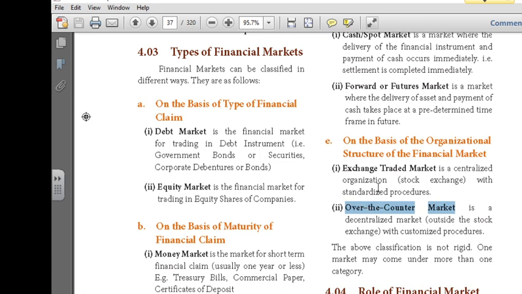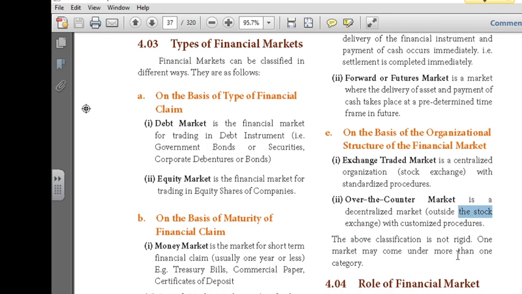OTCI, Over the Counter Exchange of India, is a centralized organization with standardized procedure. But over the counter is a decentralized market. There is no stock exchange involved. The other is done inside the stock exchange. Stock exchange refers to the selling of shares only. So it is done inside the stock exchange. Over the counter means it is done outside the stock exchange. This is the main difference.